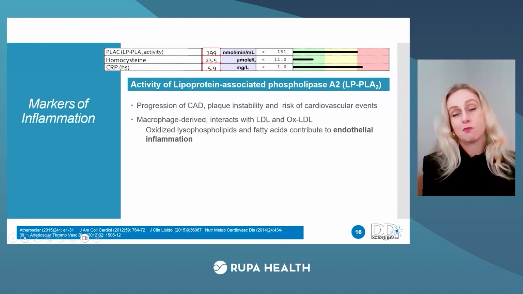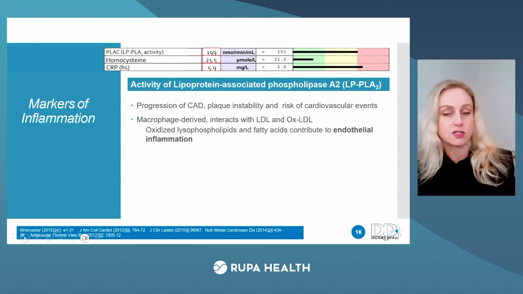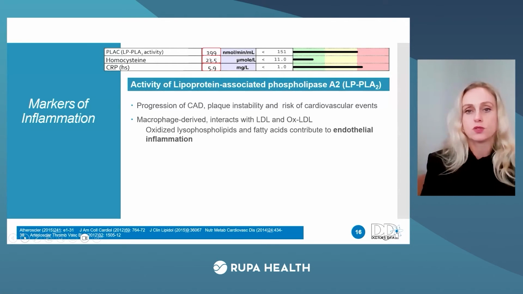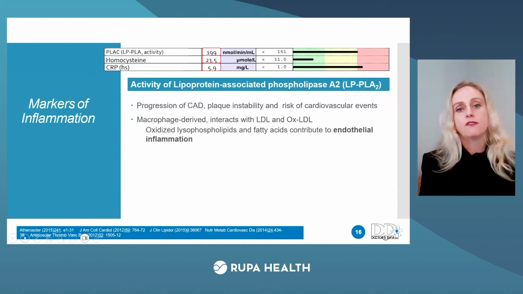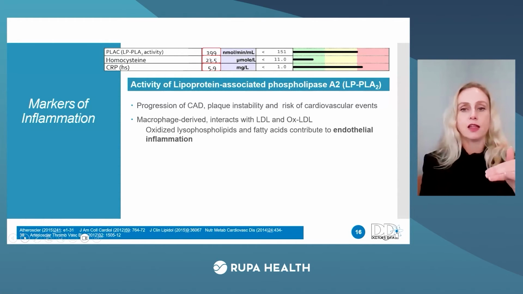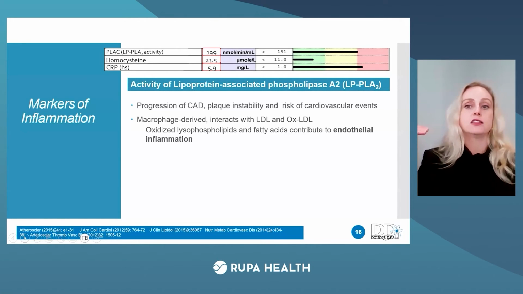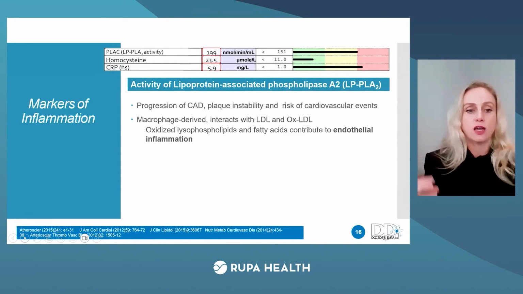This is an enzymatic marker of the progression of cardiovascular disease, plaque instability, and the risk of cardiovascular events. So this is an enzyme that is a biomarker that tells us that those are occurring with regards to physiology. It's macrophage derived. It interacts with LDL and oxidized LDL. So if somebody has elevated PLAC and elevated oxidized LDL, that tells you that oxidized LDL is contributing to this pathogenesis, endothelial inflammation, atherosclerosis.